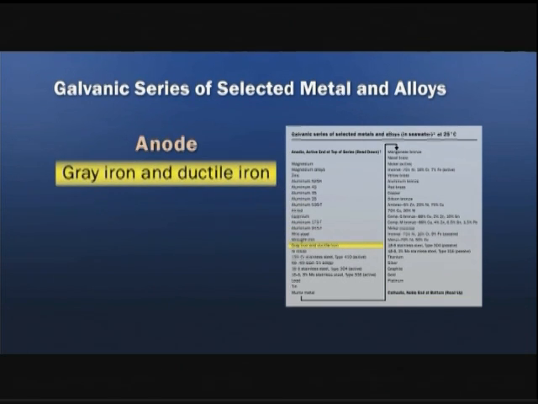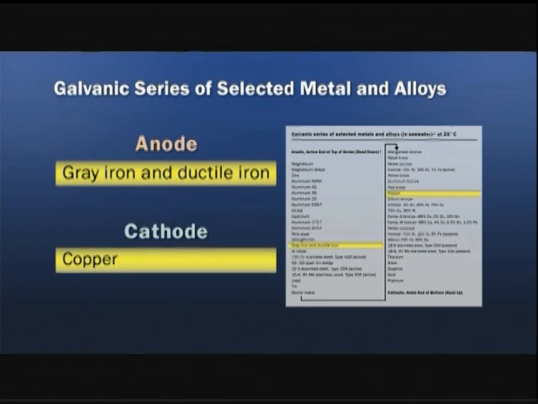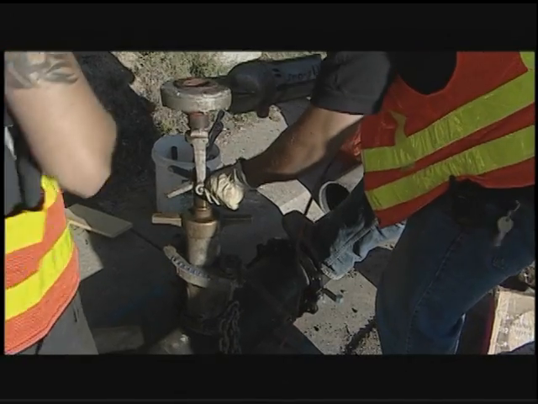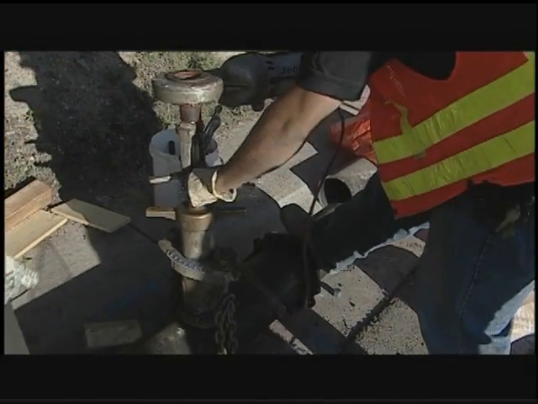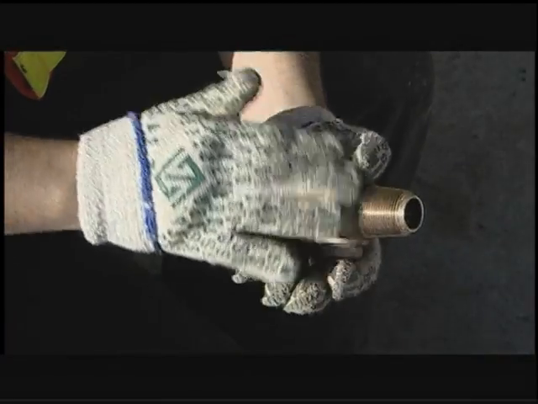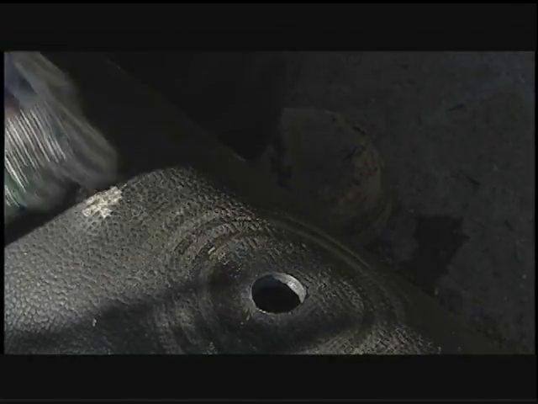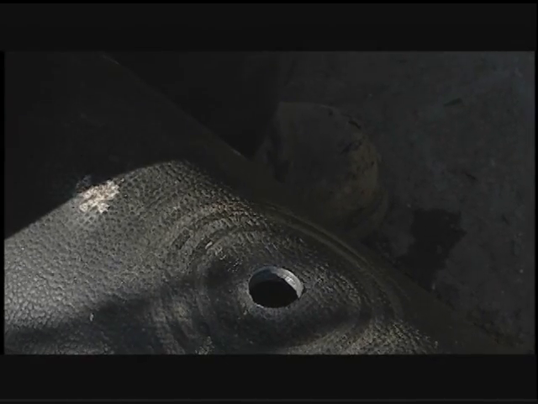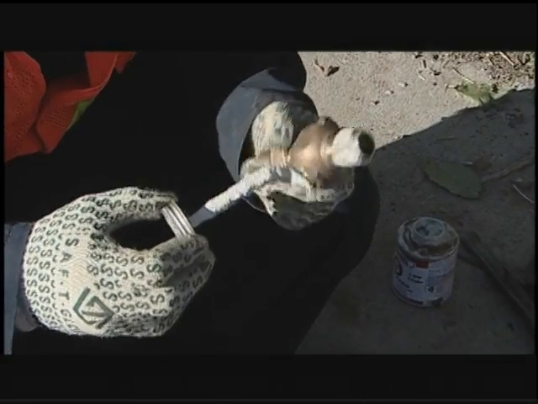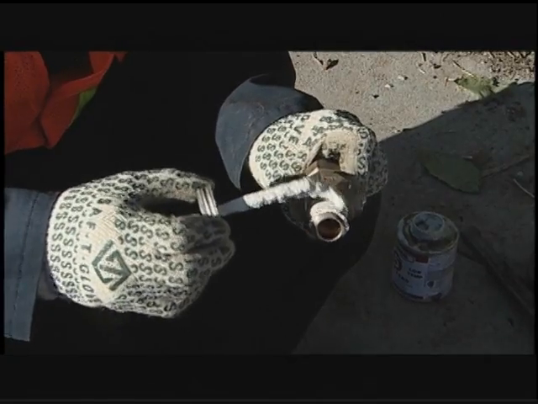The greater the potential or voltage difference between the two metals, the greater the likelihood of corrosion, even with higher resistance in the electrolyte. For example, the standard curb stop installation joins a brass curb stop to ductile iron pipe. The voltage or potential difference between brass and ductile iron on the galvanic series indicates a high likelihood of corrosion.